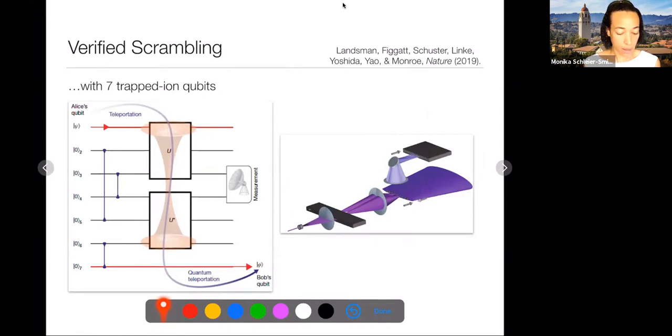Okay, and in this case, this is the circuit they built. They actually have 3 qubits going into each of the black holes.